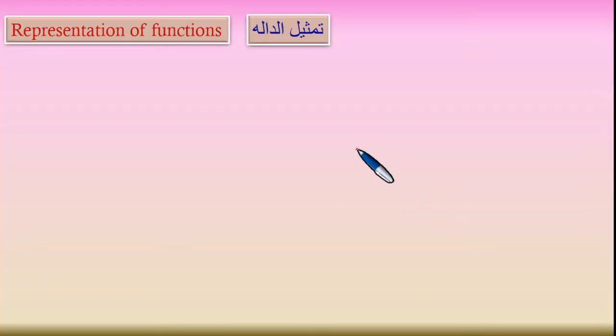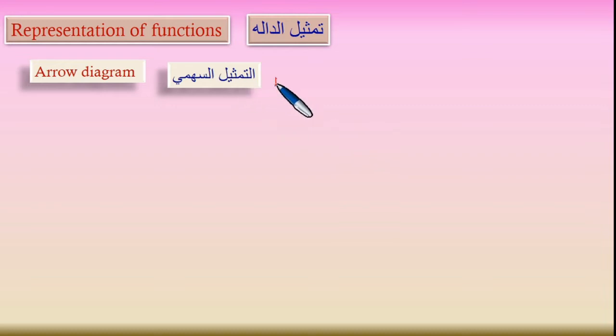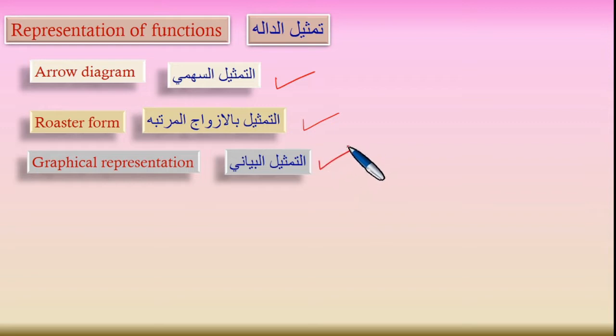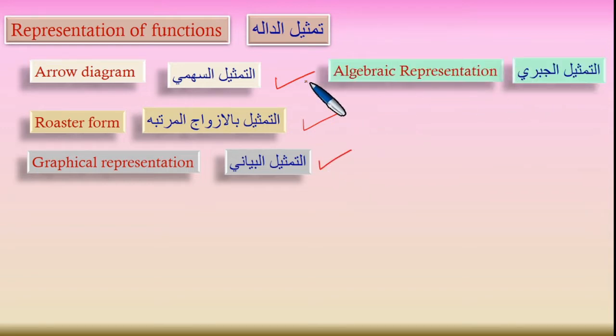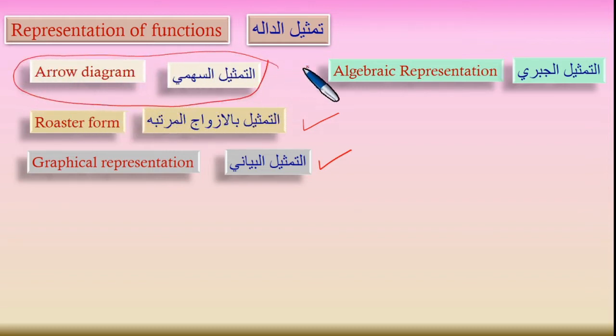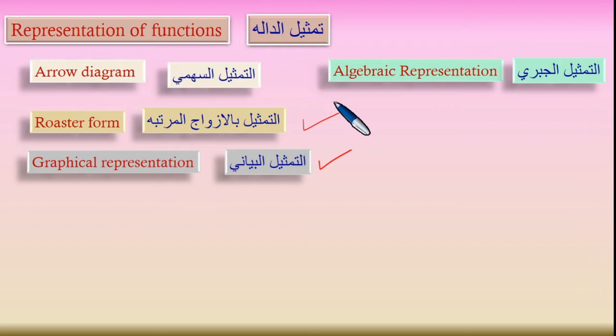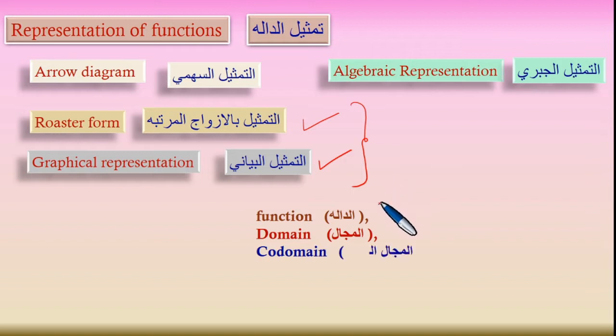Representation of functions are of four types: arrow diagram, roster form, graphical representation and algebraic representation. Among these four, arrow diagram is well explained with Arabic translation in one video and algebraic representation is also explained in another video. So for these two you have to watch another video. In this video you are going to learn about the roster form and graphical representation. And here are a few important terminologies of function with Arabic translation. Make a note of it.